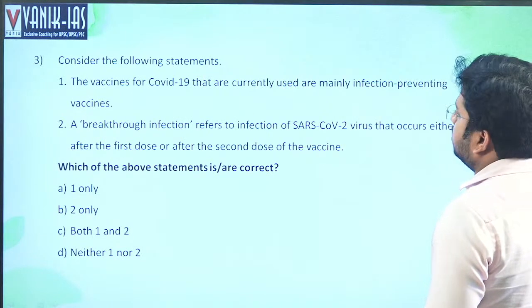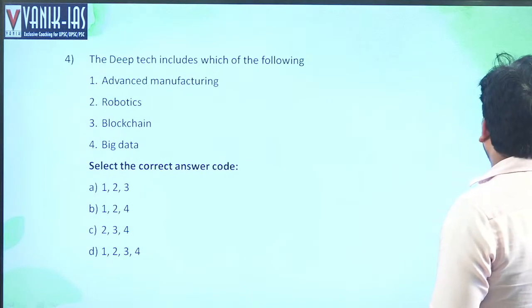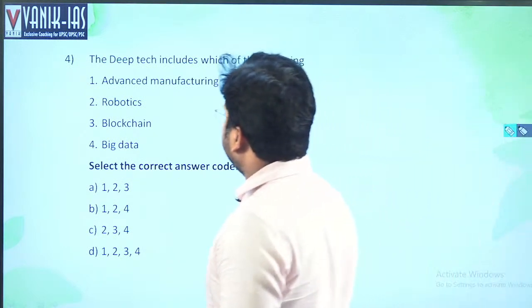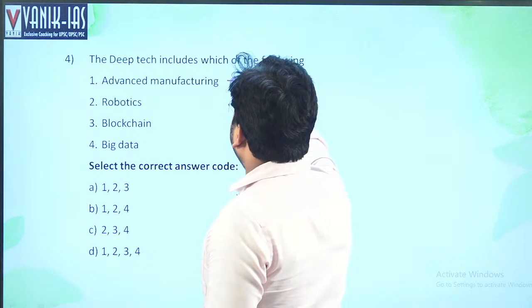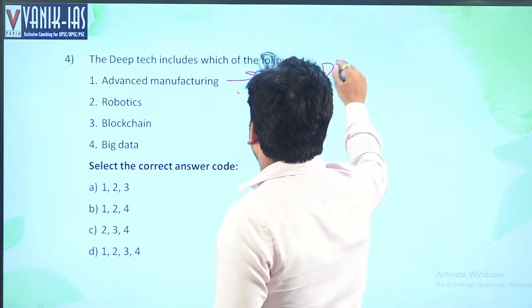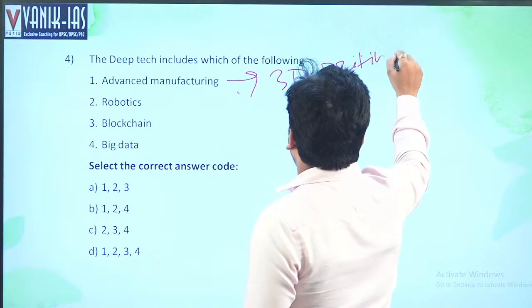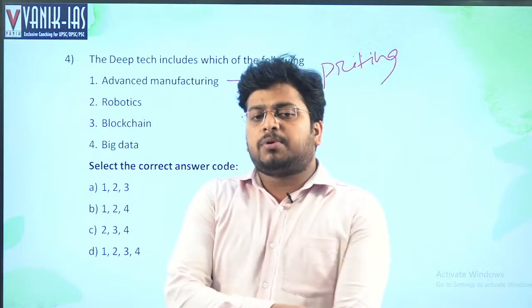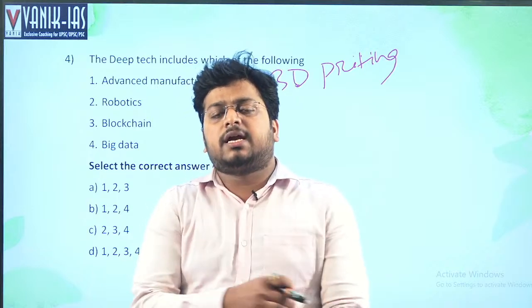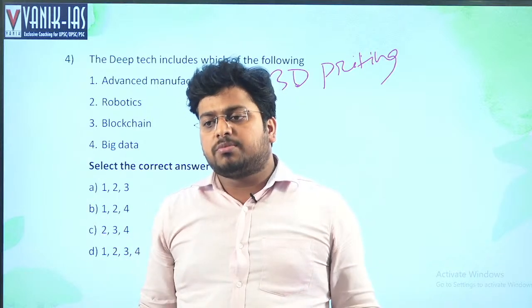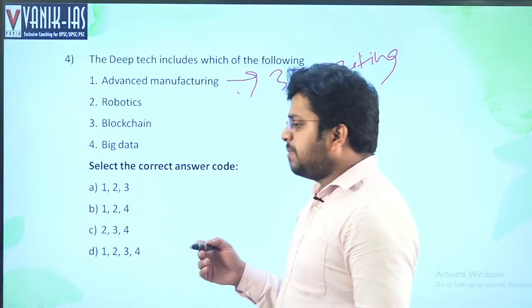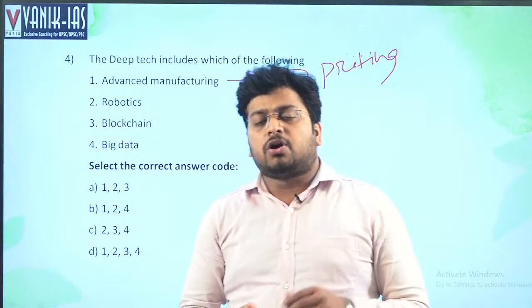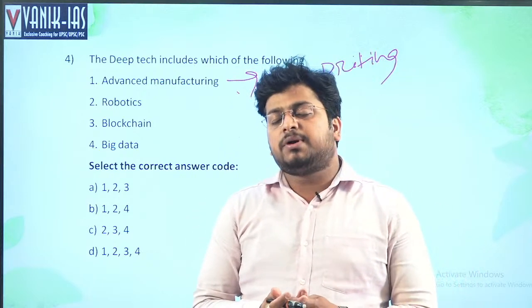Next, deep tech technology. What is this deep tech technology? That includes the following: advanced manufacturing, like your 3D printing. What is this advanced manufacturing? An example is 3D printing. 3D printing is one type of printer. You just need to place the design. For example, in the same printer machine, you produce color printers and black and white printers.